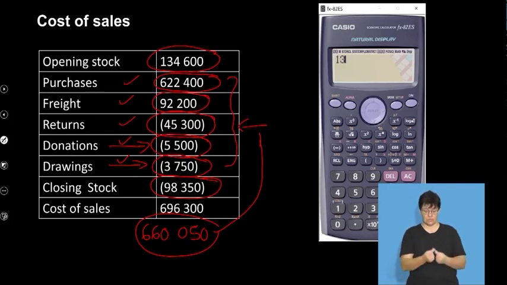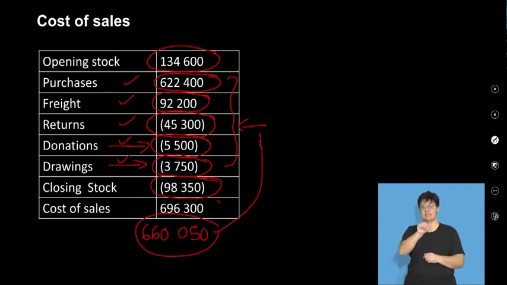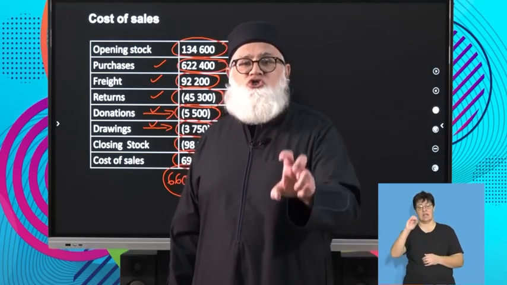Okay, so here we go. It's a 134,600 plus 622,400 plus 92,200 minus 45,300 minus 5,500 minus 3,750 minus 98,350, and that will give you 696,300, which is the cost of sales that we were expected to calculate, 696,300. Okay, now that is your cost of sales component.